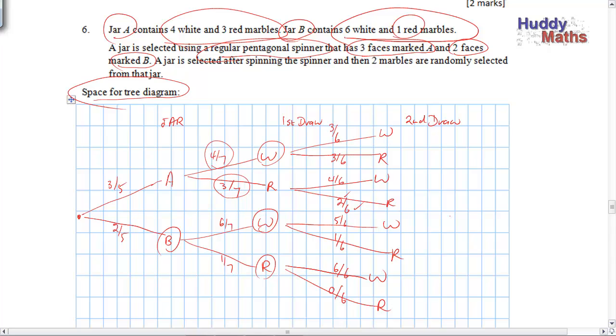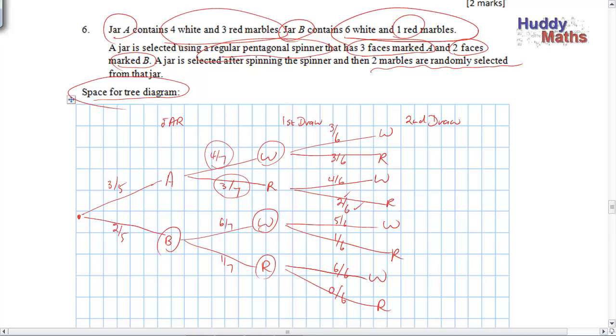So that's the idea of each of those. You must adjust each time you take out a ball or a marble. You have one less in the total, because you didn't put it back. Okay. All right. Two marbles are randomly selected.